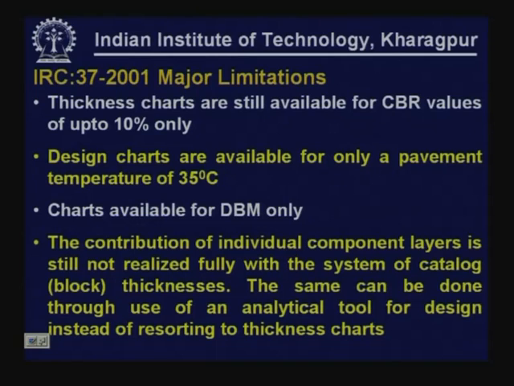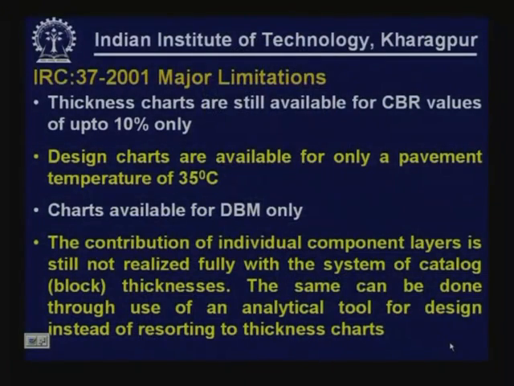In IRC 37, the main limitations are: compared to the previous version, thickness charts are still available for only CBR up to 10%. Design charts are available for only pavement temperature of 35 degrees centigrade. Charts are there only for DBM bituminous surfacing. The contribution of individual component layers is still not realized fully with the system of catalog or block thicknesses. What the chart gives you is only the total thickness, how this has to be split into different component layers. If more surfacing is provided or more base thickness is provided, what will be the effect on the performance cannot be explained using these charts. Of course, the same can be done through the use of an analytical tool for design instead of resorting to thickness charts.